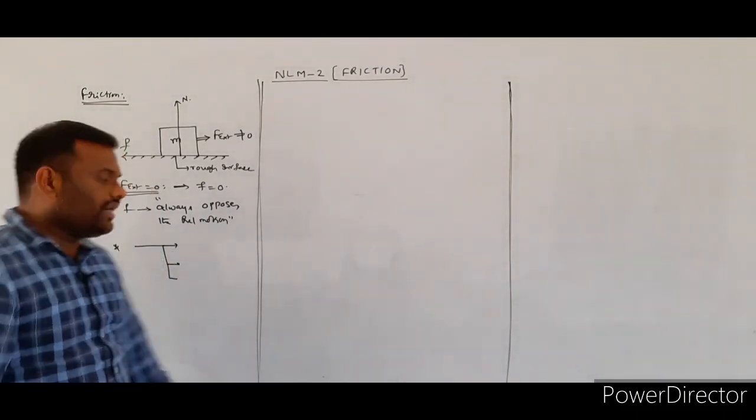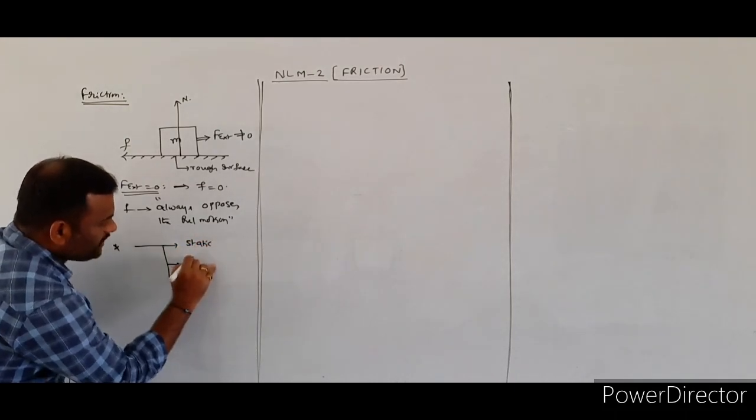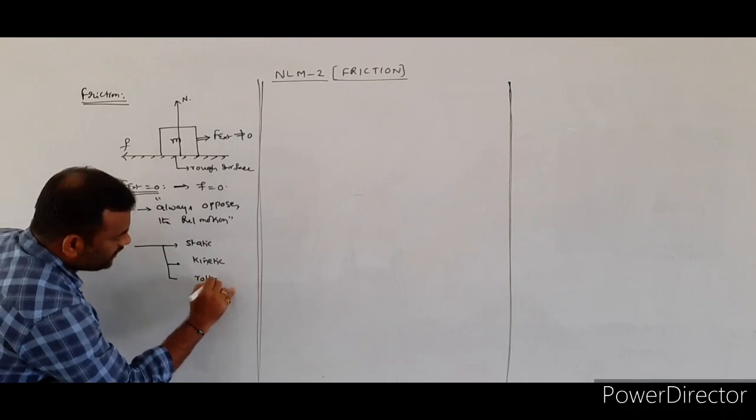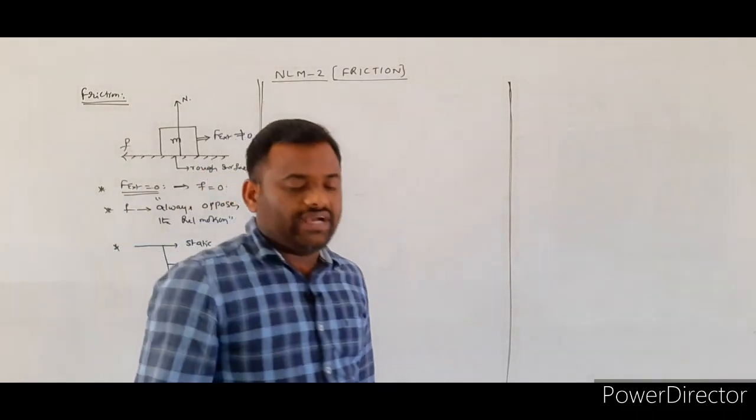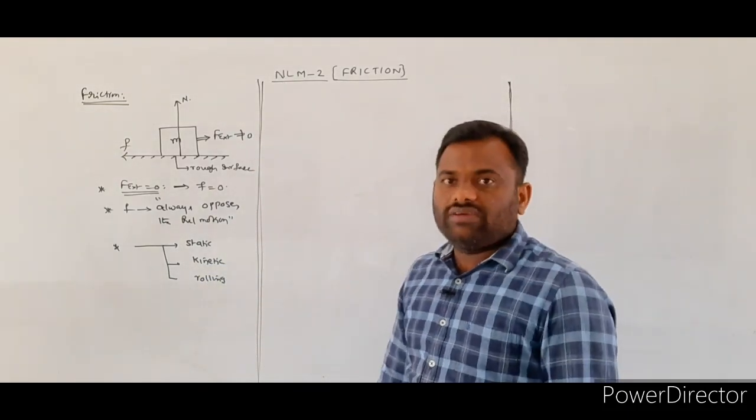The first one is what? Static friction. Second one is what? Kinetic friction, and the third one is what? Rolling friction. The frictional forces are mainly classified into three different categories. What are they? Static friction, kinetic friction and rolling friction.